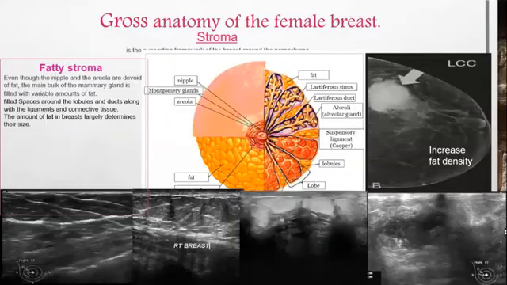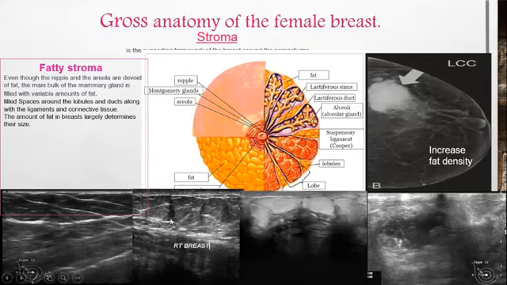Regarding the fatty stroma, as we mentioned before, the breast is a bag of fat. The major component of the breast is fat, and the gland is embedded into this fat. And as we mentioned before, the fat is black or radiolucent on mammography and anechoic or hypoechoic on ultrasound. But when there is a pathology, the fat might increase in density due to edema and perilesional edema, as in this case.